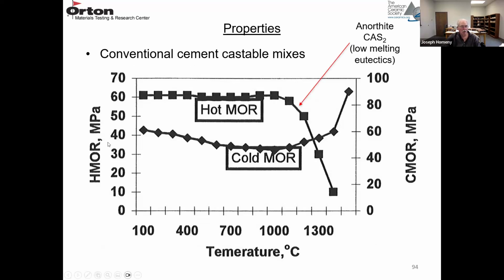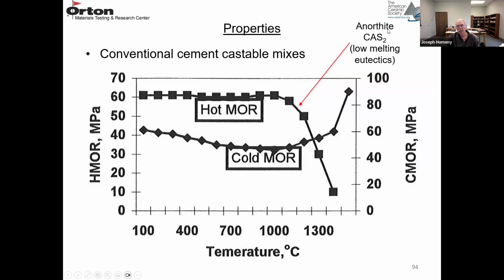So if you look at hot MOR and cold MOR, both in megapascals versus temperature. Cold MOR would be fired at these temperatures and measured at room temperature. Hot MOR, you're bringing the material up to these temperatures and measuring at temperature. So you can see the cold MOR, there's a loss in strength where the material dehydrates. And then when it starts to sinter, whether again it's solid state or liquid phase sintering, when you measure it at room temperature, you're going to see a strength increase. But the hot MOR will usually decrease at some point because of liquid formation.